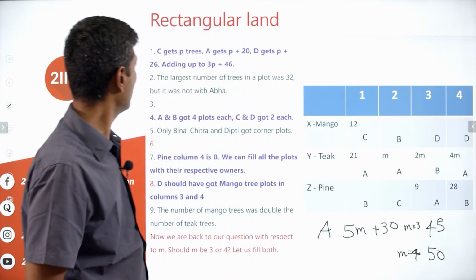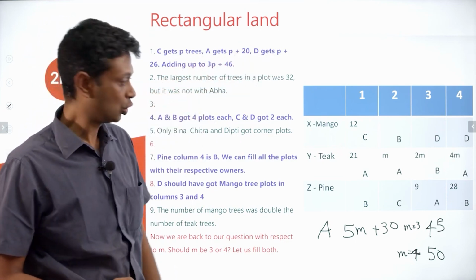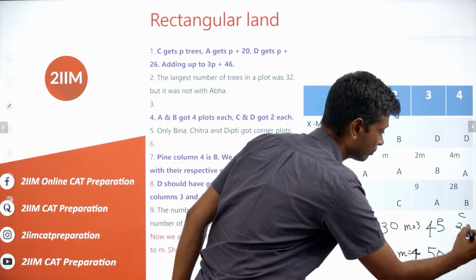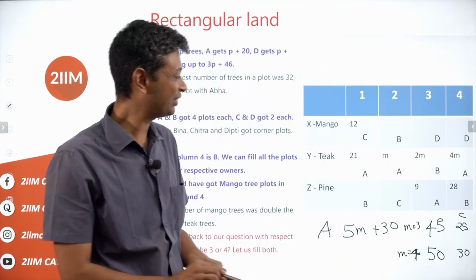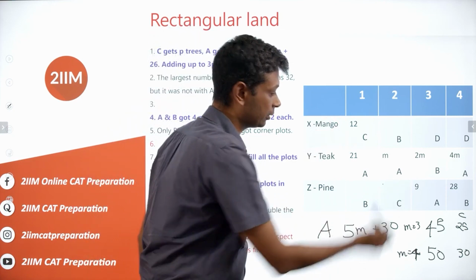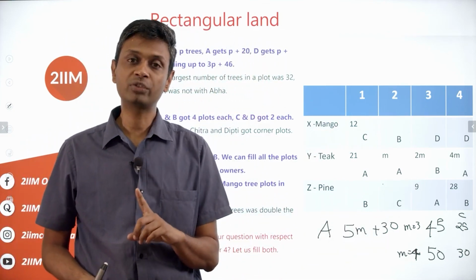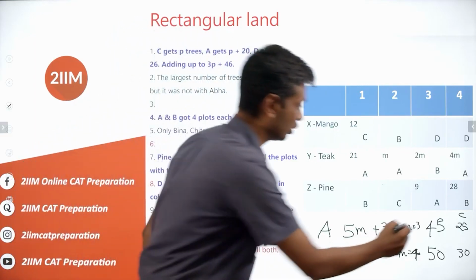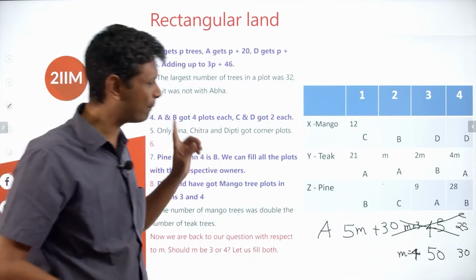Now, we know if C gets P, A gets P plus 20. So if A gets 45, C should total 25, or in this case 30. Lovely. If C gets a total of 25, C has already got 12 here. This number will be 13. 13 is not possible because in each cell, the number of trees has to be either a multiple of 3 or a multiple of 4. So wonderfully, this one gets eliminated. So M has to be 4, which fills us a bunch of entries.